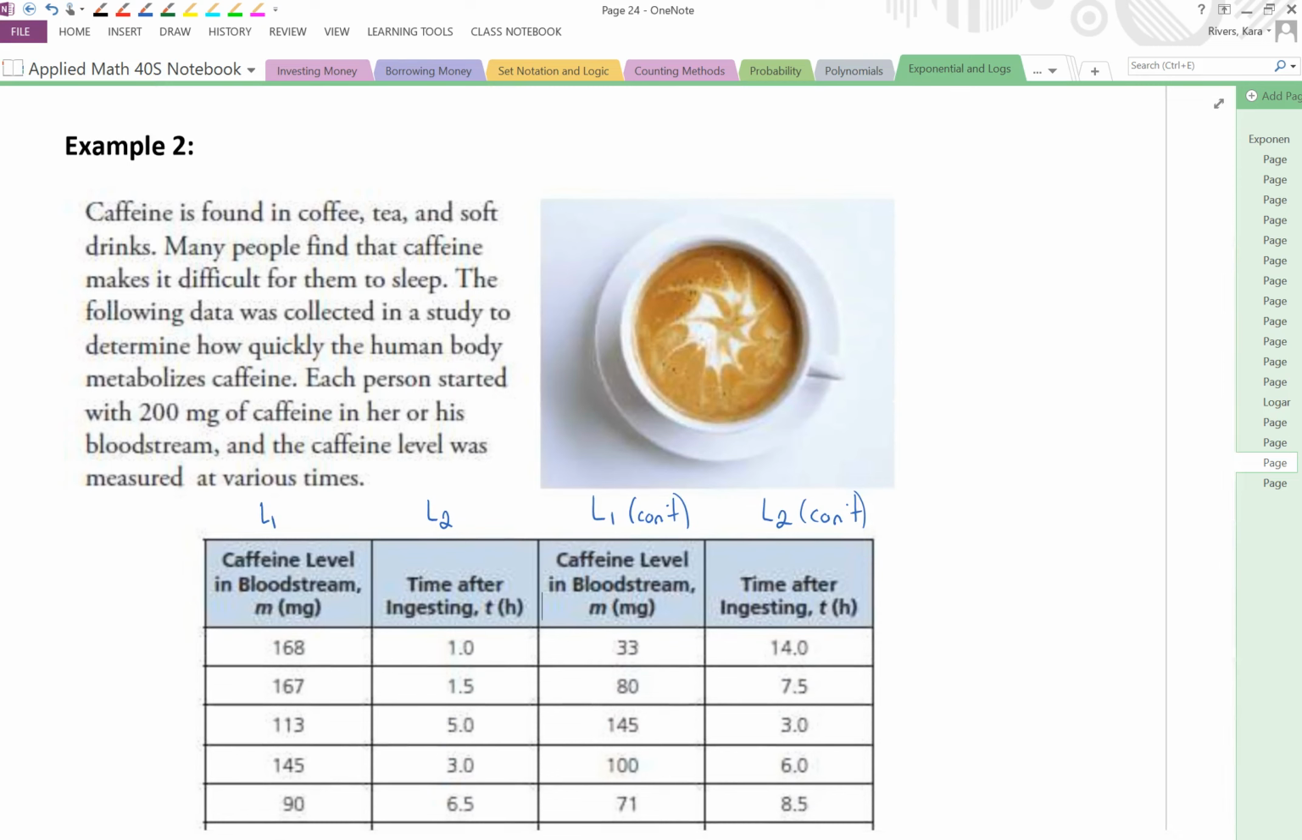Because what you're doing here, it says caffeine is found in coffee, tea, and soft drinks. Many people find that caffeine makes it difficult for them to sleep. The following data was collected in a study to determine how quickly the human body metabolizes caffeine. Each person started with 200 milligrams of caffeine in his or her bloodstream, and the caffeine level was measured at various times.